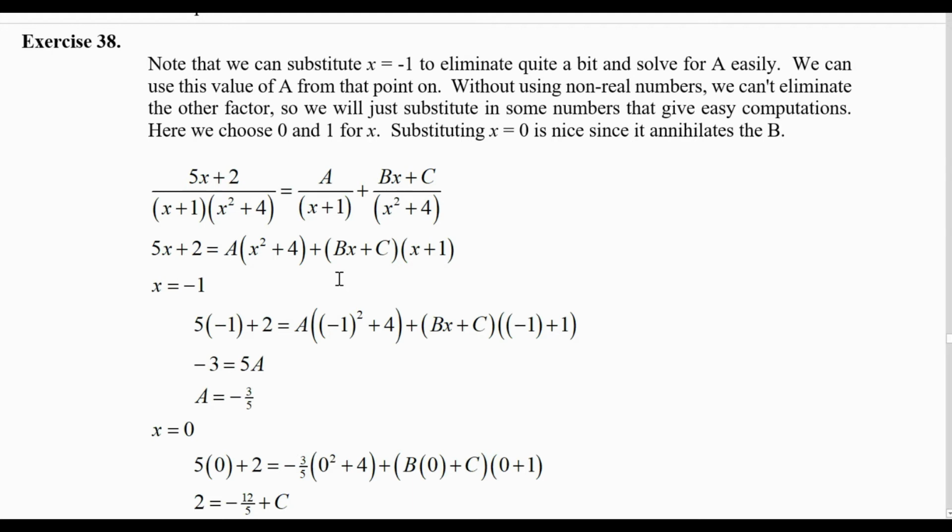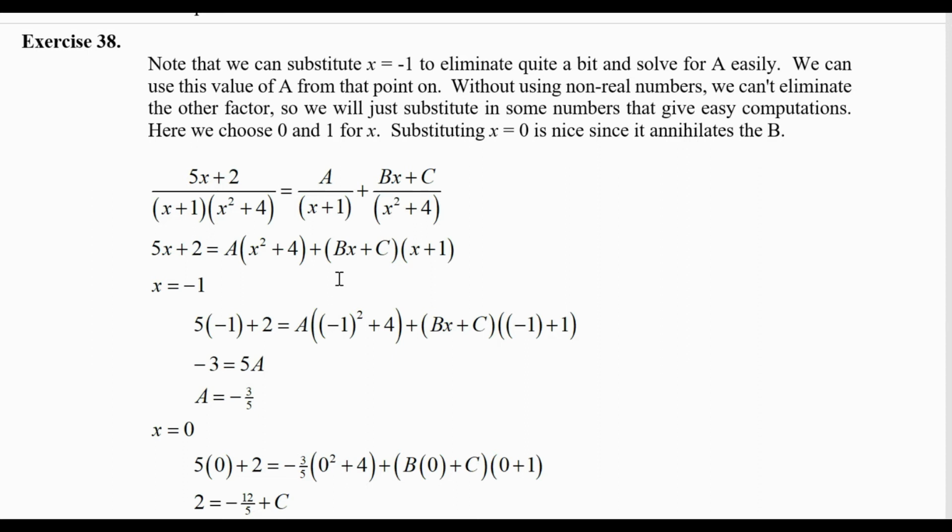We multiply both sides of the equation by the common denominator of (x + 1) times (x² + 4), leaving only the numerator on the left. On the right, we distribute. In the first part, the x + 1's cancel, leaving (x² + 4) times the A. Plus, of course, the second one, we have (Bx + C) times (x + 1) because the x² + 4 canceled. Now, it's pretty easy to eliminate both B and C at one fell swoop by letting x be -1. So let's do that first.